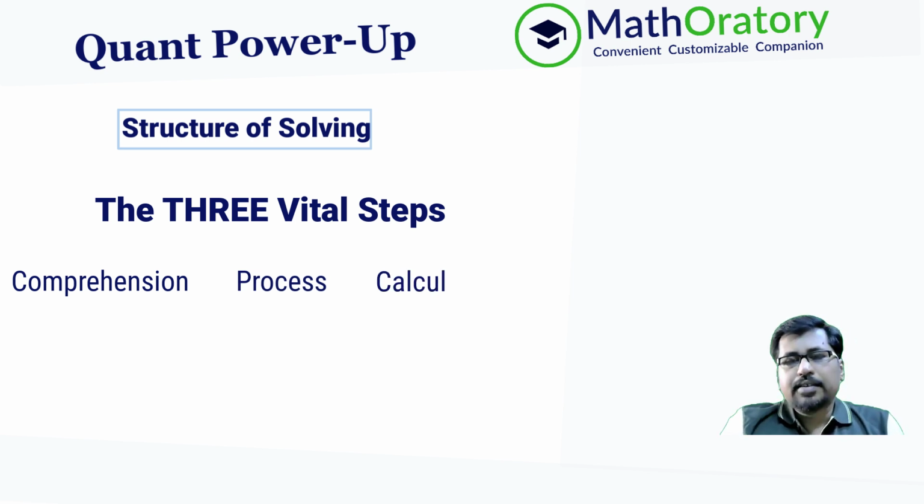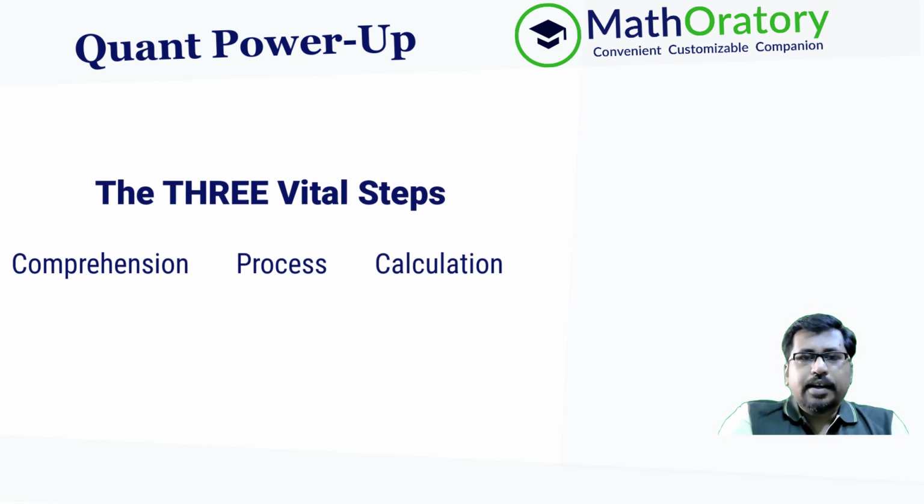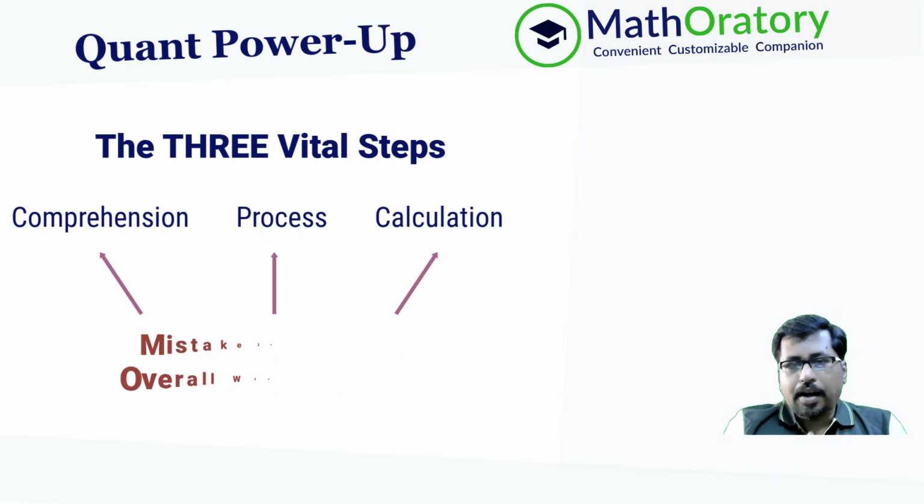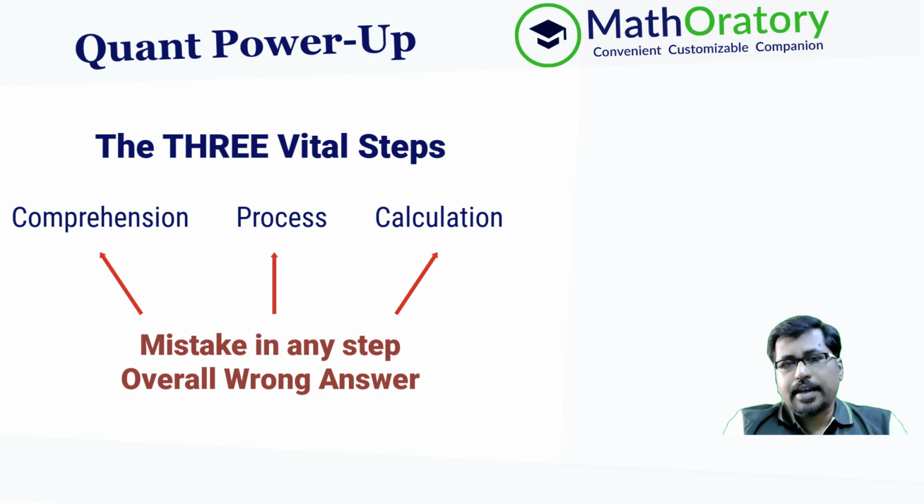The third and the final step, let's call it calculation, which is basically bridging the gap between the problem and its final answer by plugging in the values and reaching the answer that is required. In objective-based papers, the answer is everything. No marks are individually awarded for comprehension or any other step that I talk about. But mistakes in any stage can lead to incorrect answers. So each of these steps is essentially crucial.